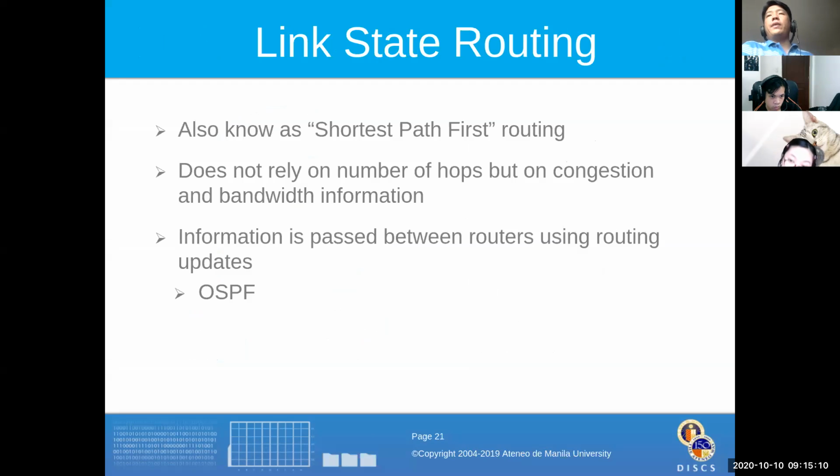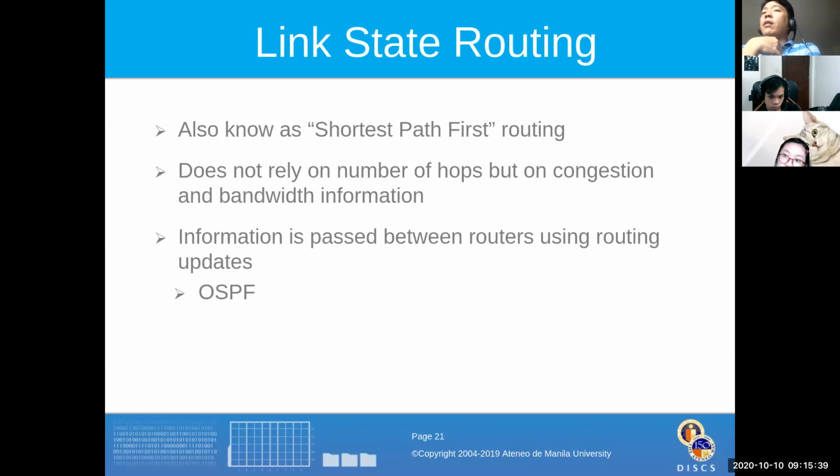The second type of interior routing protocol is what we call link state routing, also known as shortest path first routing. So instead of just using hop counts, it also uses other pieces of information like congestion and bandwidth. Now, of course, you can already see the trade-off between distance vector and link state. In distance vector, it just simply counts the hops. Whether it's a dial-up link on the shortest route and broadband on the other route, distance vector routing protocols don't care. It will always pick the shortest route, even though that route is slow.